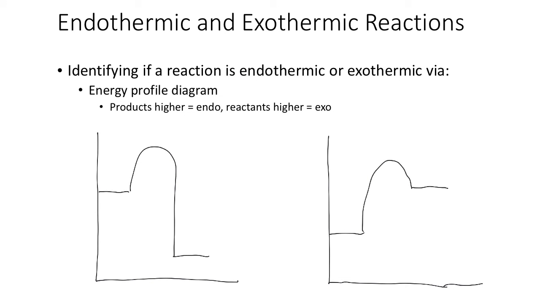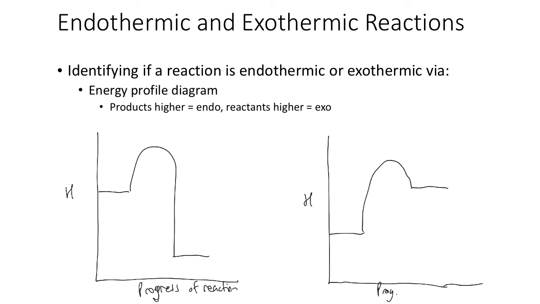Okay, so first of all, let's think about what the labels are here. Axis labels: on the top is the enthalpy, shown as H, or chemical potential energy. On the bottom, is it time? No, it's progress of reaction. Why is it progress of reaction and not time? Okay, because the time that it takes from a reactant to go to a product is almost instantaneous, so therefore it's not to scale, so therefore it's not time.